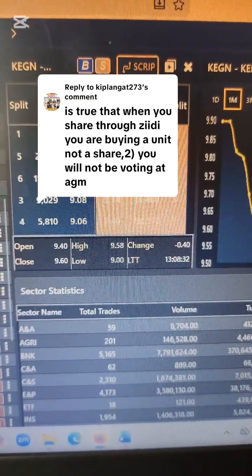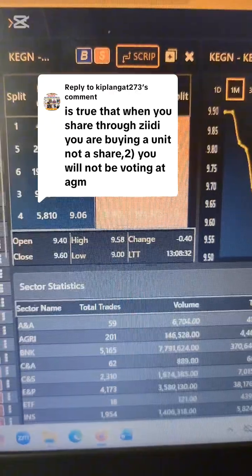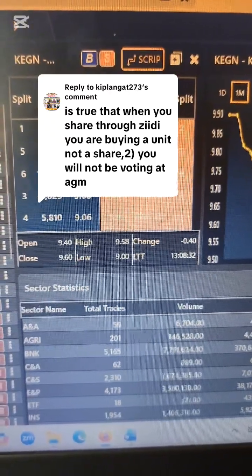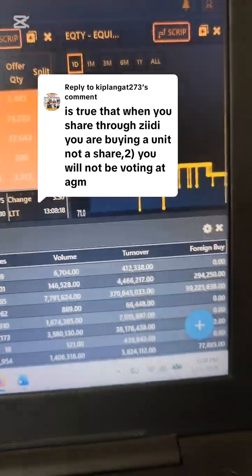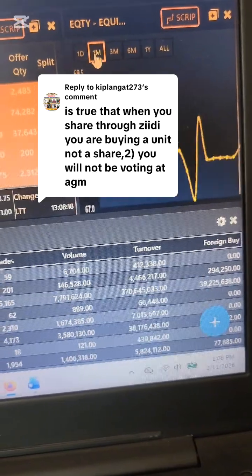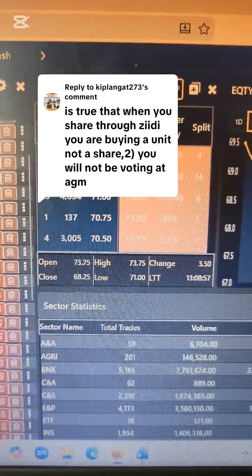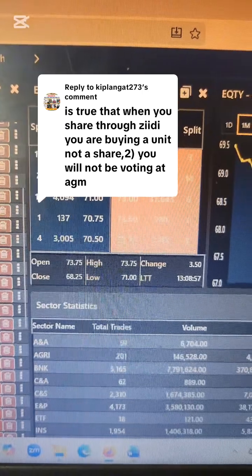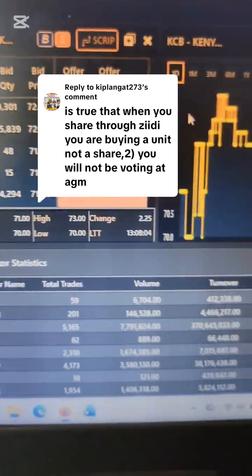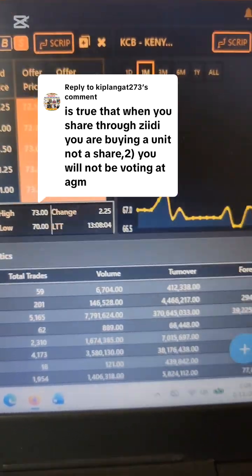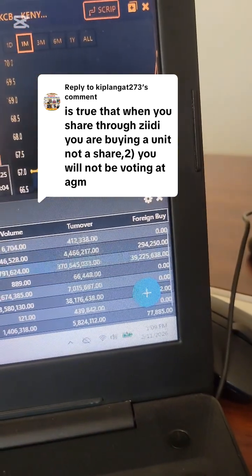So that's what it means when people are saying you are buying units and not shares. But in real sense, you are buying shares. Only that under that omnibus account, the broker will be the one who will be doing the distribution when there will be dividends to be paid, capital gains to be paid. They are the ones who are keeping that record to know that Wajiko has 100 units of Kengen, or person C has 150 units of Kengen. So they are the ones who will be doing that distribution.